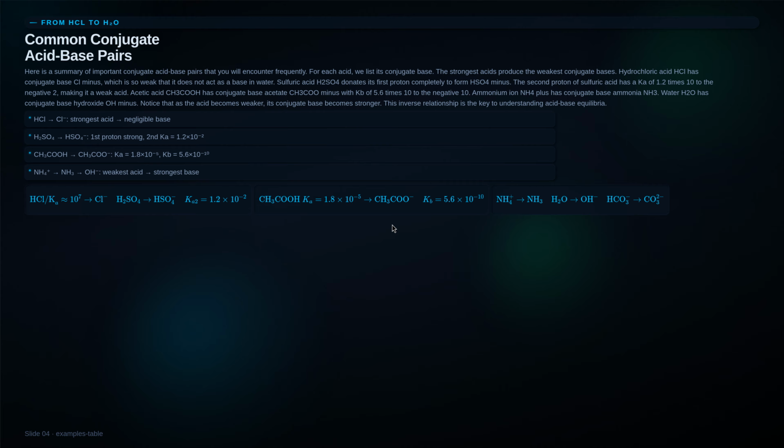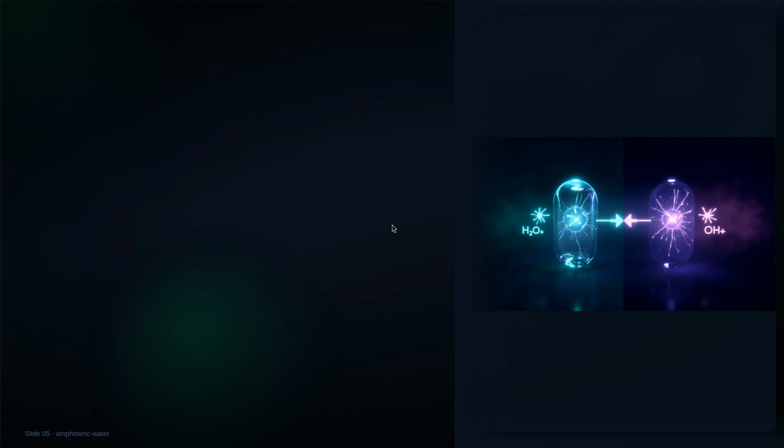Acetic acid, CH3COOH, has conjugate base acetate, CH3COO-, with Kb of 5.6 times 10 to the negative 10. Ammonium ion NH4+ has conjugate base ammonia, NH3. Water H2O has conjugate base hydroxide, OH-. Notice that as the acid becomes weaker, its conjugate base becomes stronger. Hydroxide is the strongest conjugate base here, and its conjugate acid water is extremely weak.